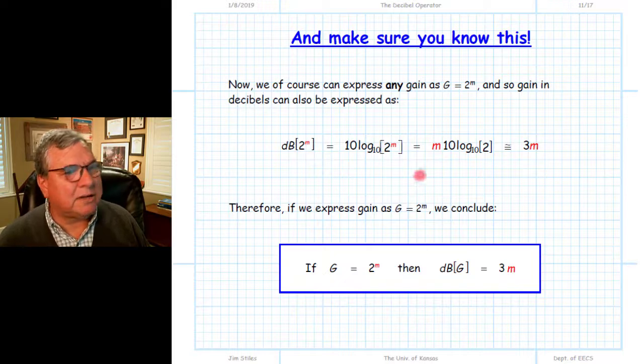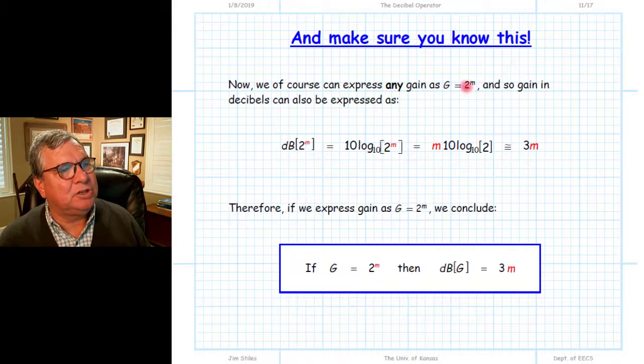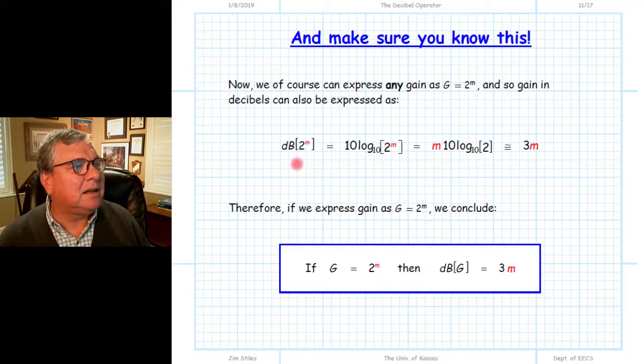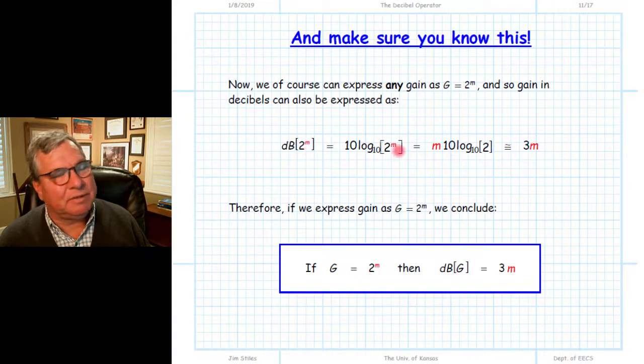All right, here's actually the second identity that we were speaking of. If we have a value of gain that we can write as 2 to the mth power, and of course for every value of gain we can find some value m that will satisfy this, then from the identity of the log operator, we can pull this m out front here. And so this is equal to m times 10 log 10 of 2.